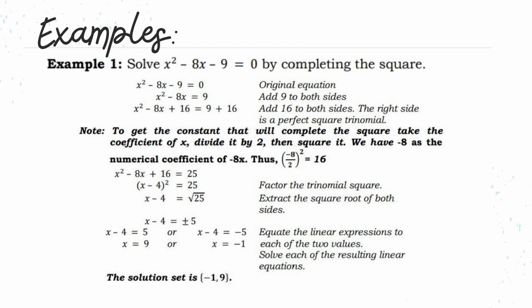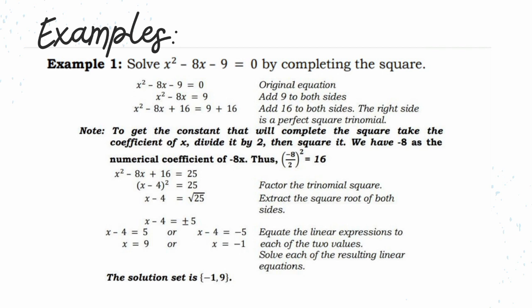i-distribute nato ni siya for the final roots. Okay, for the first root atong gamiton is positive 5. So x minus 4 equals 5. I-transpose nimo ang 4 sa pikas, so mahimo na siyang positive 4. Then pagkahuman ana mahimo na siya, so x equals 9.